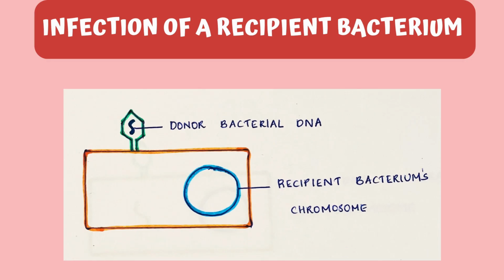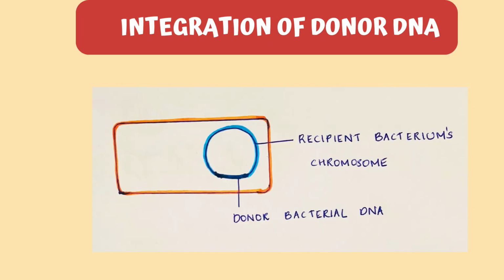Infection of a recipient bacterium. A transducing phage containing the donor bacterial DNA infects a new recipient bacterium and injects the bacterial DNA. Integration of donor DNA. The injected bacterial DNA can undergo homologous recombination with the recipient bacterium's chromosome, integrating into its genome and conferring new traits to the recipient.